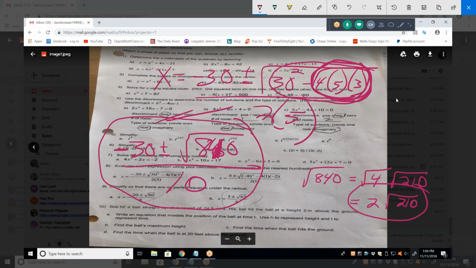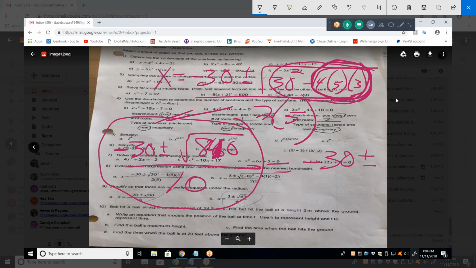Now let's go back and plug that in. So we have 2 square roots of 210. So I have minus 30 plus or minus 2 square roots of 210 all over 10. That actually does help in simplifying this entire expression. What can I do now?